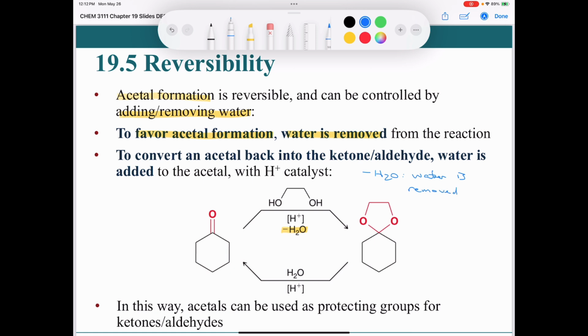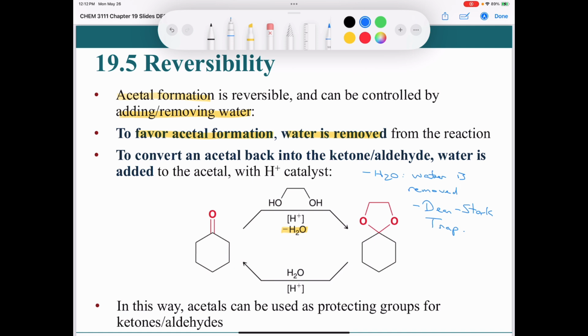There are different ways to remove the water from a reaction mixture, but if you want to look one up, one is using something called a Dean-Stark trap. It's actually an ingenious, or a Dean-Stark apparatus, I don't know. Either way, it's just an ingenious piece of glassware that allows you to distill the water out of the reaction mixture, and that pushes the reaction forward.